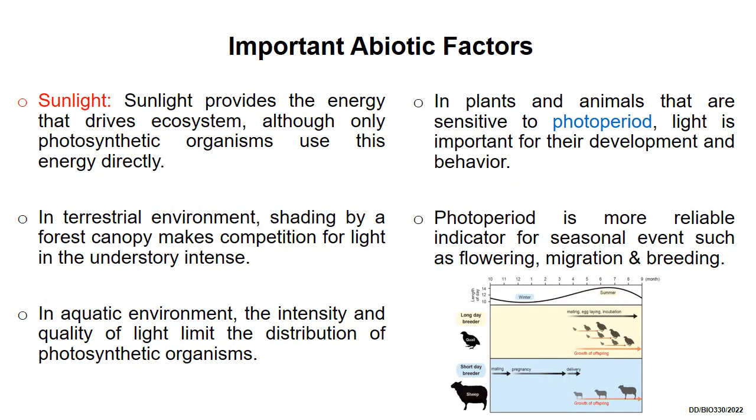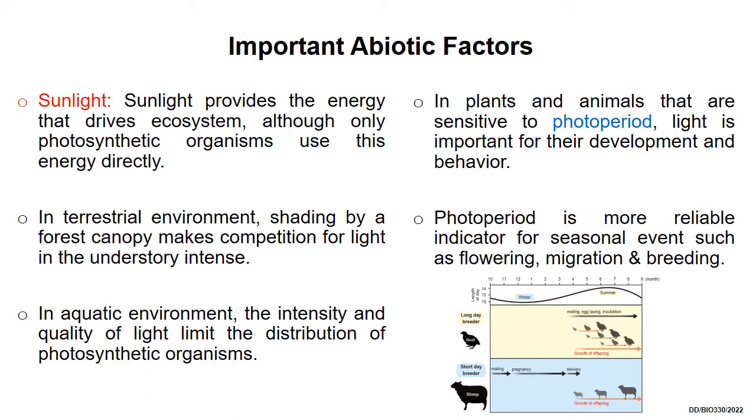Sunlight provides the energy that drives ecosystems, even though only photosynthetic organisms, the producers, use this energy directly. In terrestrial environments, shading by a forest canopy makes competition for light in the understory intense. Another example of the importance of sunlight: in aquatic environments, the intensity and quality of the light may limit the distribution of photosynthetic organisms. And some plants and animals are very sensitive to photoperiod.